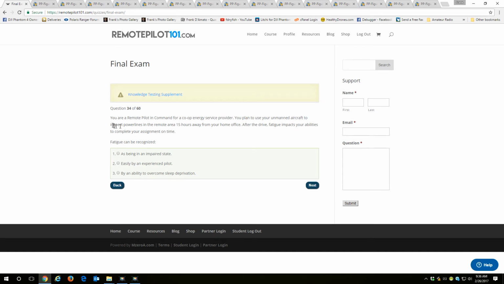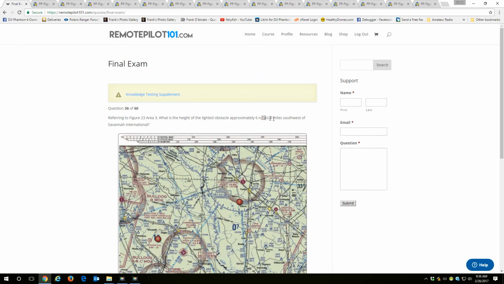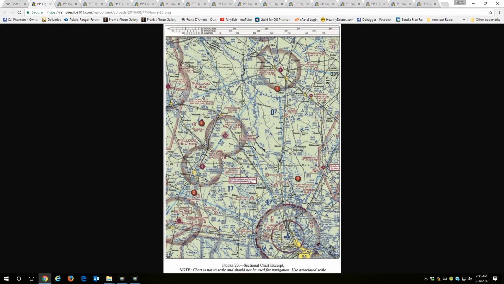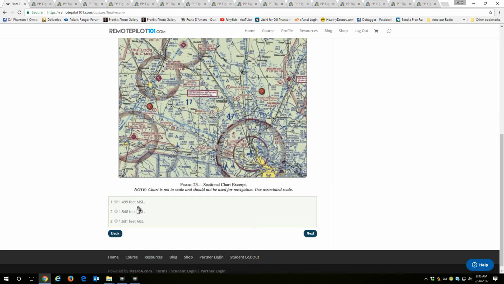You plan to use your aircraft to inspect power lines. 15-hour drive. You should recognize fatigue as being an impaired state. What techniques should a visual observer use to scan? Systematically focus on different segments of the sky. What is the height of the light obstacle 6 nautical miles southwest of Savannah? Here's Savannah. 1548 to 1534. 1548.